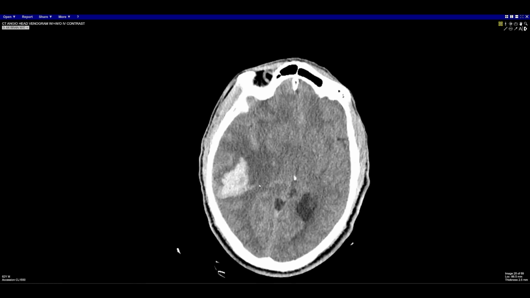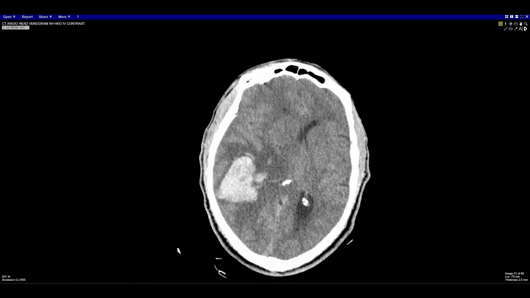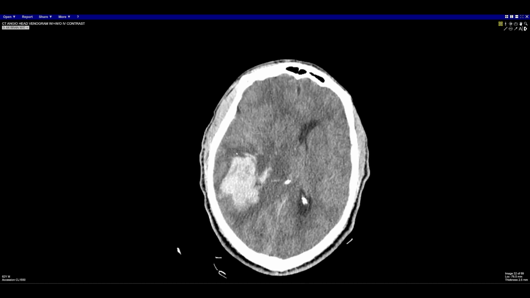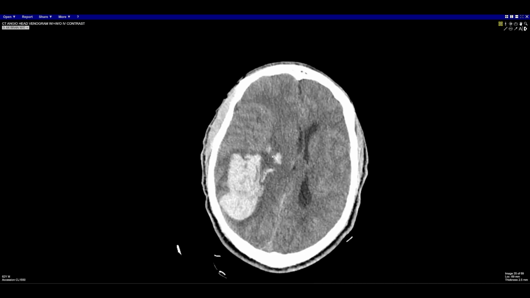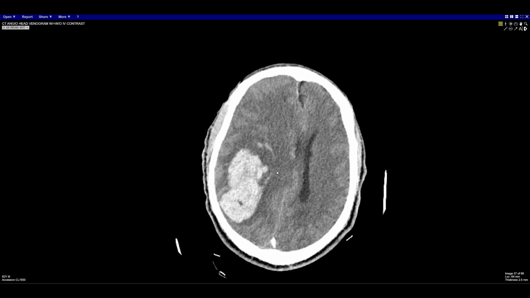It's got some edema around it, and as we scroll up, it's just going to get worse and worse. You have this big hyperdense hematoma here. You've got some edema around it. A ton of mass effect here. You see the midline is shifted all the way over to the left, probably more than a centimeter. Ton of mass effect here, ton of hemorrhage around.